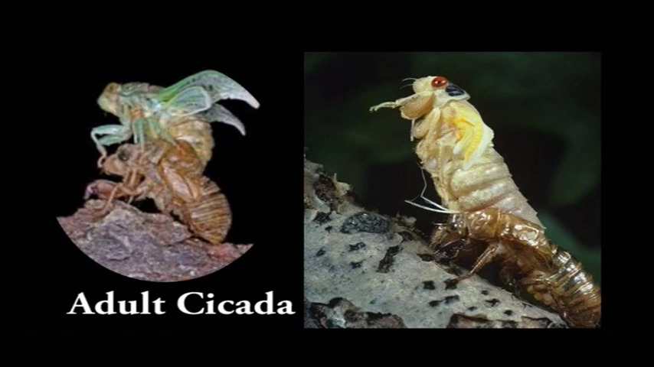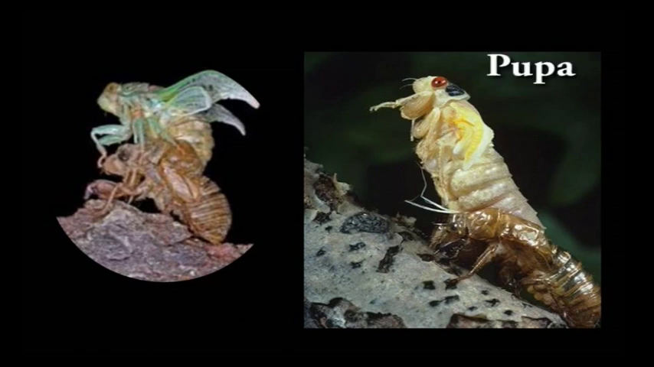Picture showing an adult cicada following molting from the pupa. Note the cast skin of the pupa, or exuvia. Let us now watch a video on molting in insects.